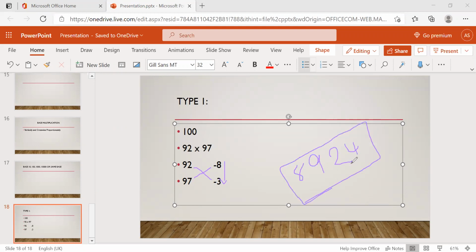So here I consider 2 digits. I'm not adding this 2 as a carry. 8 into 3, 24, right? I considered 2 digits. Why? Because here the base value is 100. So how many zeros are there? 2 zeros. So 2 digits were required. Clear? So that's the reason I consider it like this. Now, I'll show you a better example.